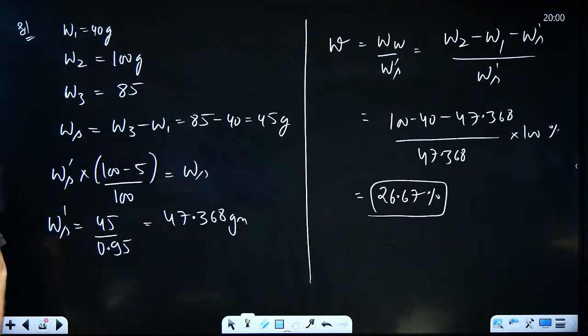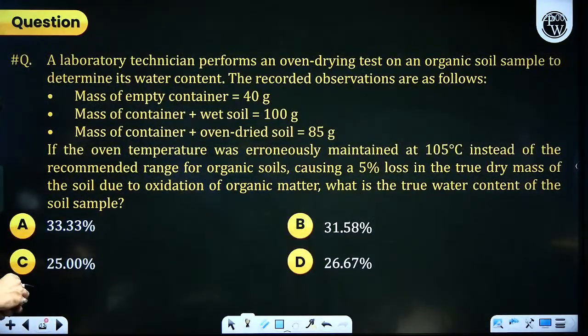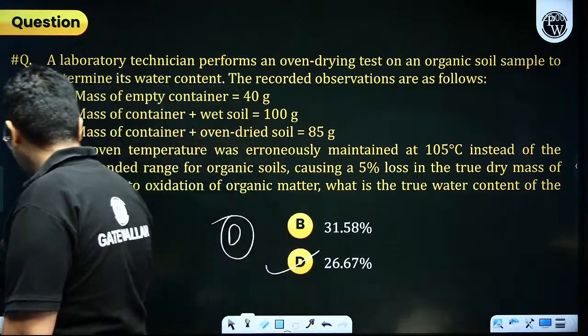Please solve this. The correct answer is 26.67. The nearest answer is D. So D is my correct answer.